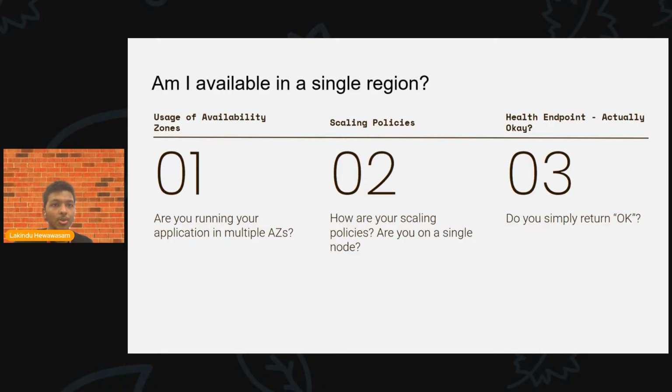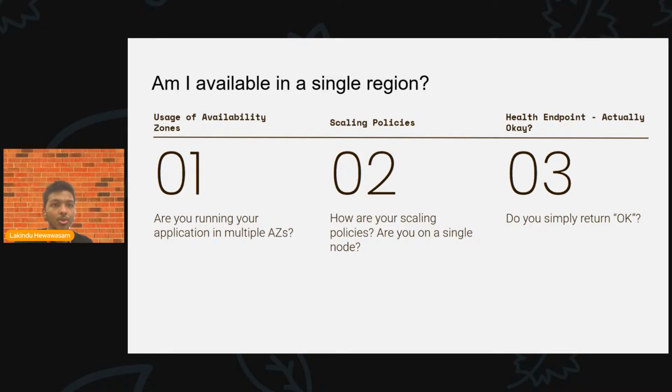The second one is scaling policies. So how are you scaling already? Do you have policies set up so that if your CPU usage is higher than 75% or 80%, or if your RAM is being used overly, you spin up another node and load balance within that specific cluster? That's important. And the third concern is, have you designed your health endpoints correctly?